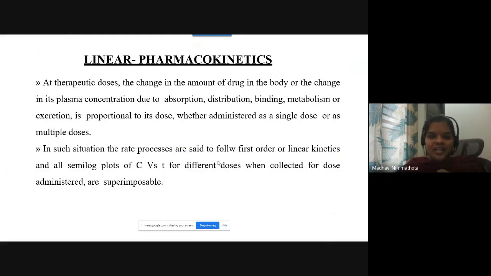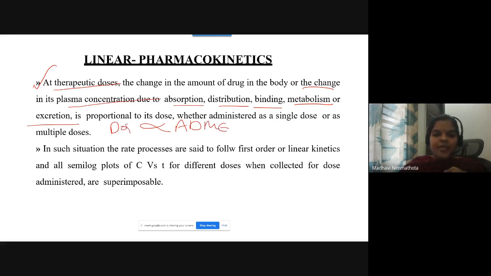See, first the relationship of linear pharmacokinetics. At therapeutic doses, the change in the amount of the drug in the body or the change in the plasma concentration, which is due to absorption, distribution, binding, metabolism or excretion, is proportional to its dose. So these all should be proportional to the dose of the drug, whether it is the amount of the drug in the body or the plasma concentration level.